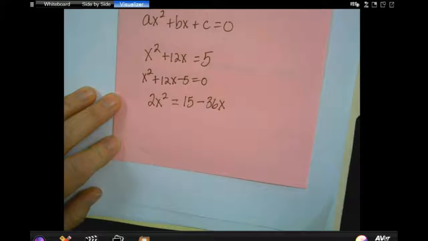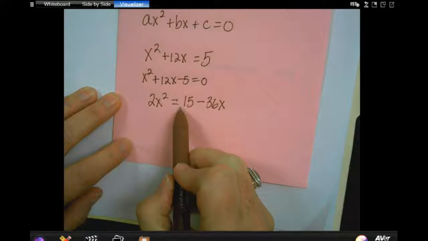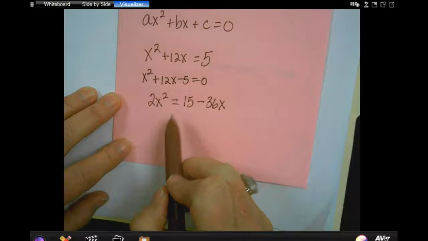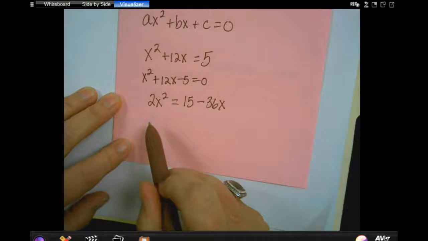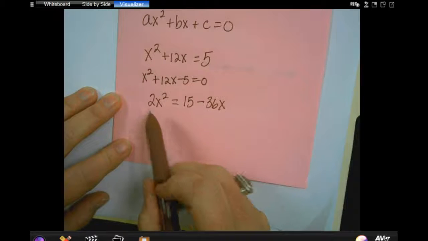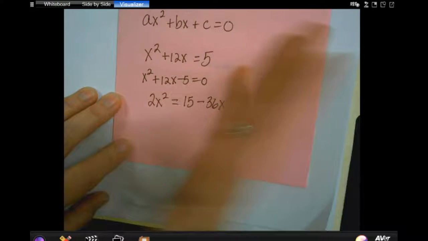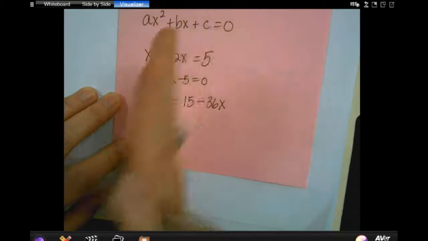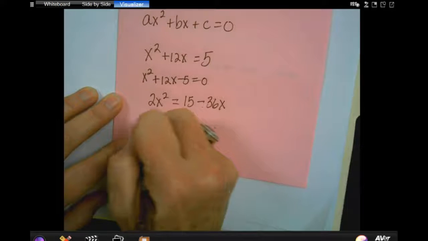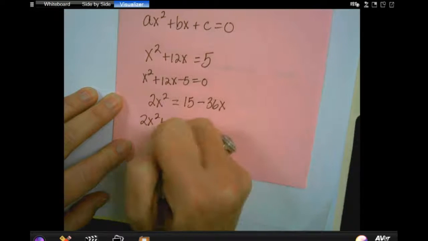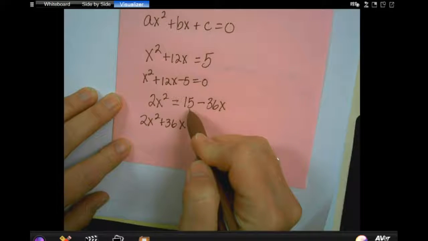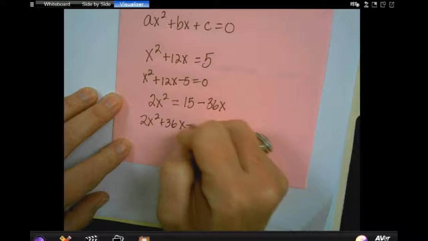Now what am I going to want to do? So if I subtract the 2x, it's negative. Can we factor if it's negative? We can't. So I want the 2x to stay positive. So we're going to start by adding the 36x because that comes next, right? So I'm going to have 2x squared. I'm going to add the 36x, and then the 15 I would subtract.